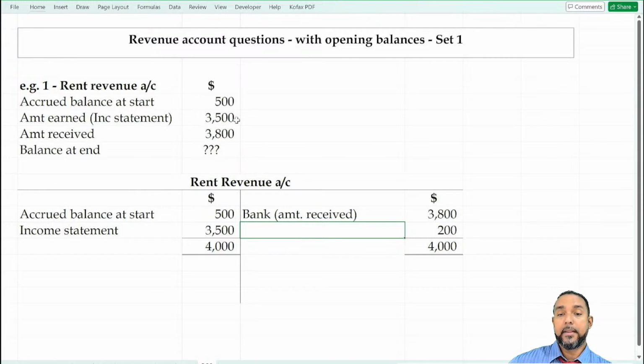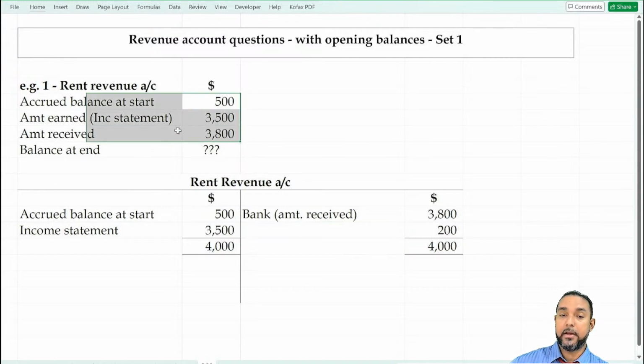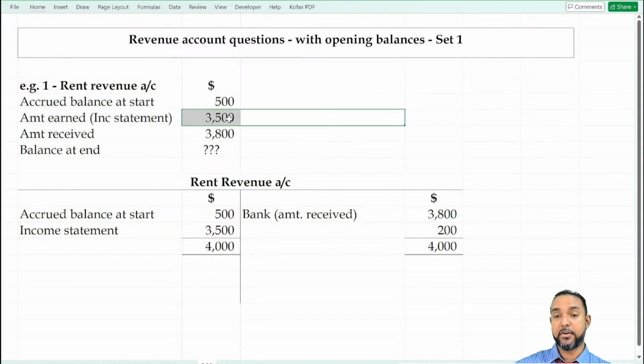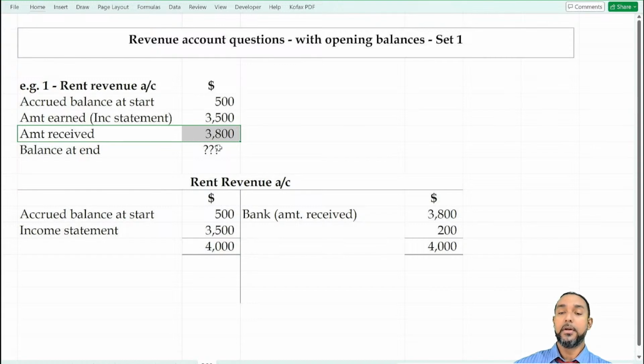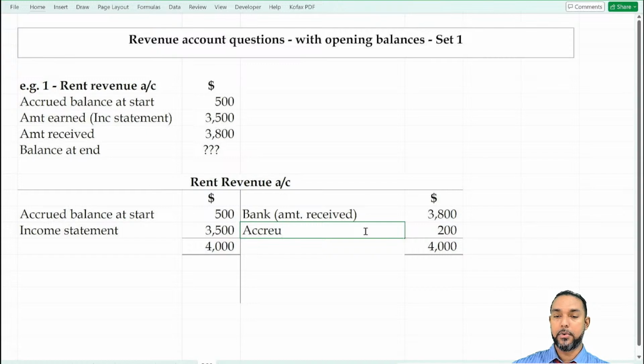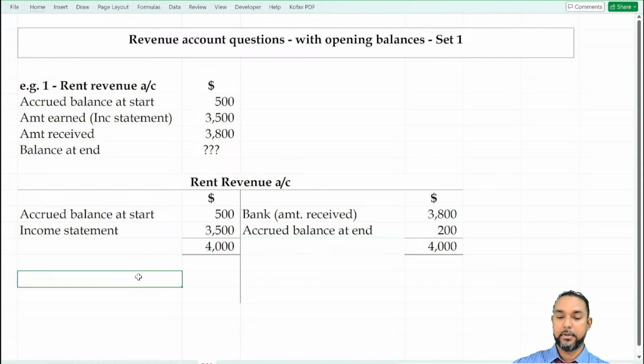Now, as we know, because we analyzed it up here, it's an accrued balance because they owed us 500 from the previous month, 3,500 for the current month. The total therefore being 4,000, and they only paid 3,800, which means therefore they still owe us 200. So that's the accrued balance at end. And then you're going to bring that down here, right? So balance brought down. Oh, yeah, accrued balance.